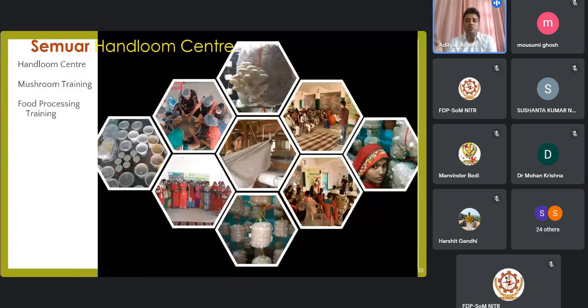Semoar Handloom Center. This is one handloom center where 15 women are trained in handloom. They are making khadi cloth. Apart from that, they are trained in mushroom farming and food processing. All these things. These 15 women are there, and they are making a good amount, in the sense they are earning their living. This was started some 2 years back, and now it's running properly.